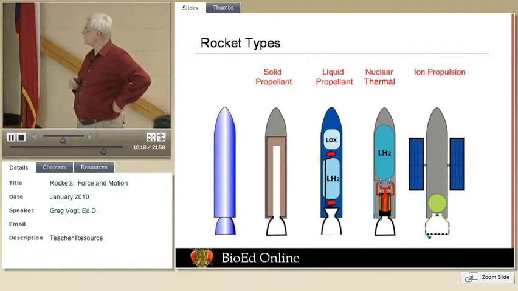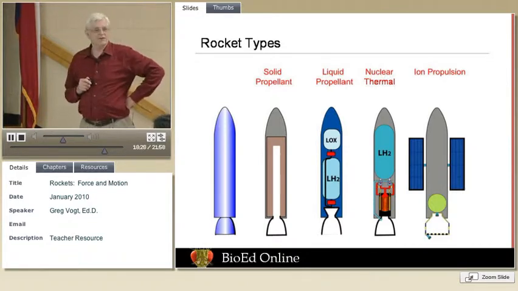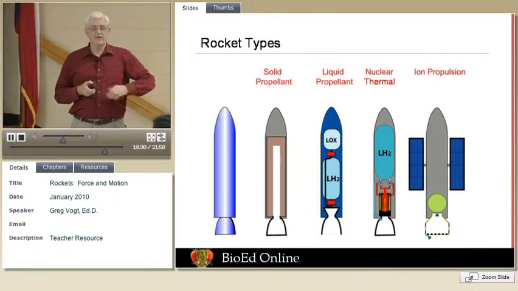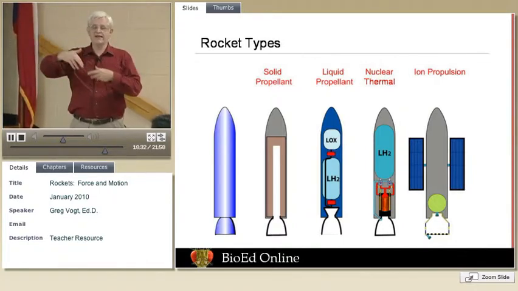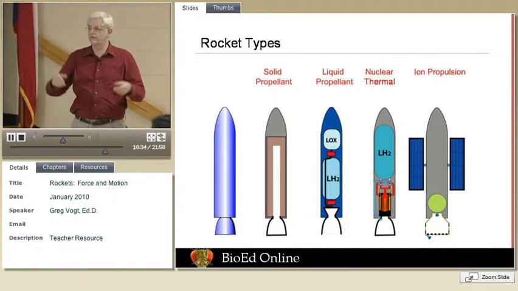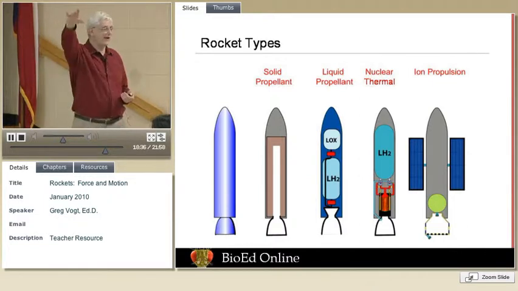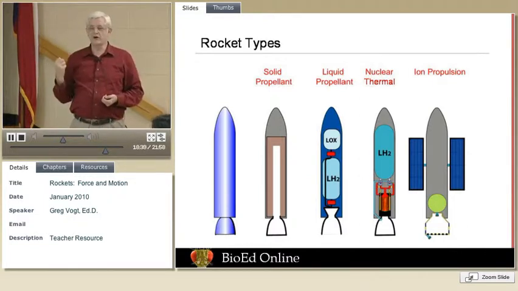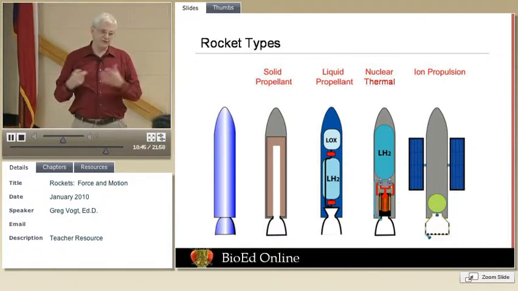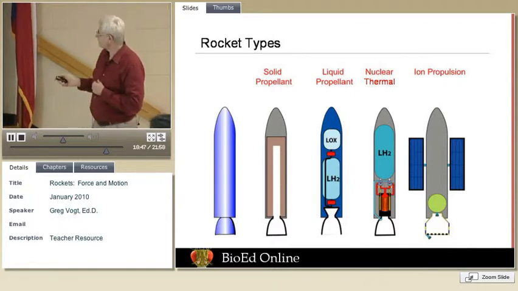Then this one has never been built, but it's called a nuclear thermal. It has a big tank of liquid hydrogen gas, and then it has a nuclear reactor for a rocket engine. The reactor simply gets really, really hot. The hydrogen gas passes by it and gets very hot. The heat transfers over to it, and it shoots out the back. Basically, it is a nuclear-powered balloon. All it does is blow the gas out the back, and away it goes. It's a great idea on paper. Hasn't happened yet, but we're looking at it.